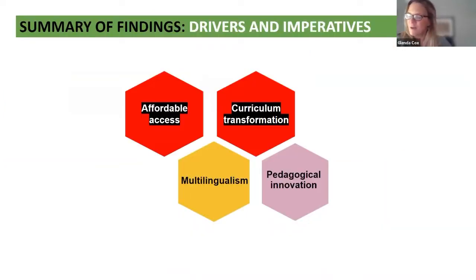What was very important for us, and I mentioned this when people were applying for the grants, was their motivation. We wanted to know what was behind them wanting to do an open textbook. We had ideas why open textbooks were important, linked to social justice and curriculum transformation, but we wanted to see what the key reasons were why people wanted to do this. And these are the four that came up the most: affordable access, curriculum transformation, the need for multilingualism in resources, and pedagogical innovation. Those were the four main drivers or imperatives around open textbooks.